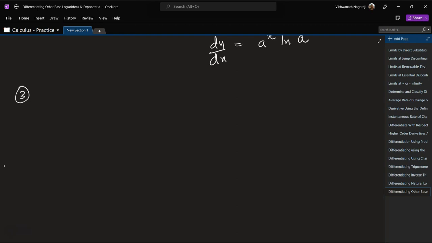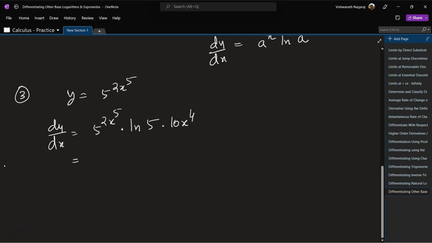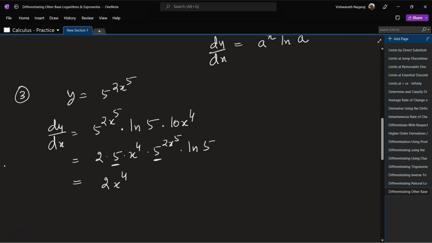Now let's look at the third one. y is equal to 5 to the power of 2x to the power of 5. So dy by dx is equal to, remember, this is a to the power of x, so the derivative is a to the power of x ln a. So 5 to the power of 2x to the power of 5 times ln of 5 times 10x to the power of 4, which gives us 2 times 5 times x to the power of 4 times 5 to the power of 2x to the power of 5 ln of 5. Now let's take this 5 and this 5. We end up with 2x to the power of 4 times 5 to the power of 2x to the power of 5 plus 1, natural log of 5.